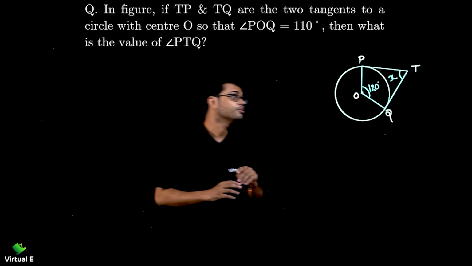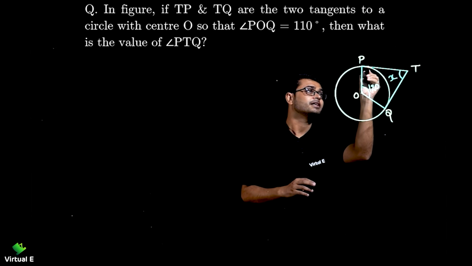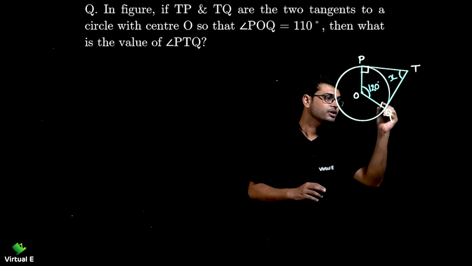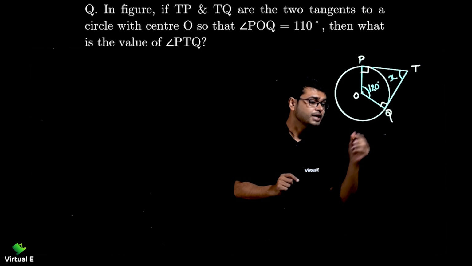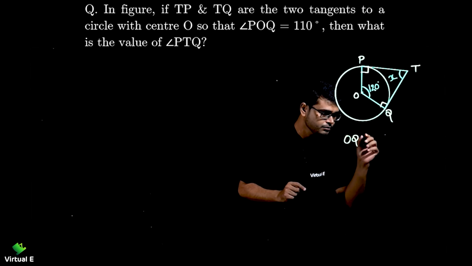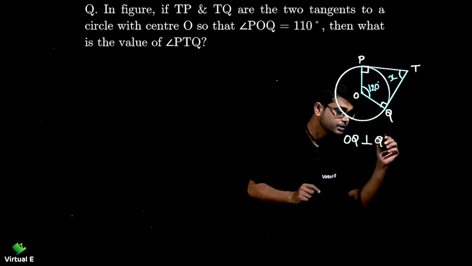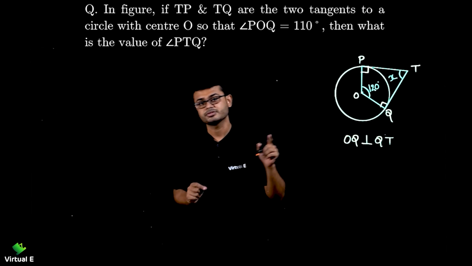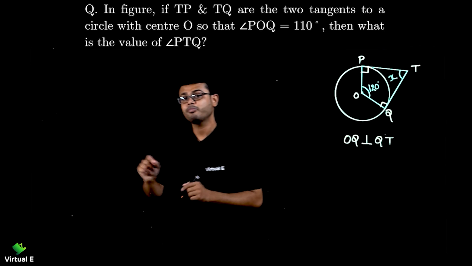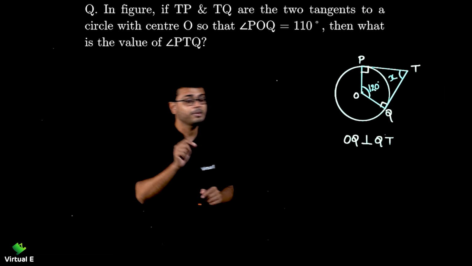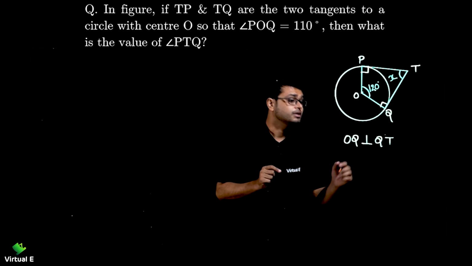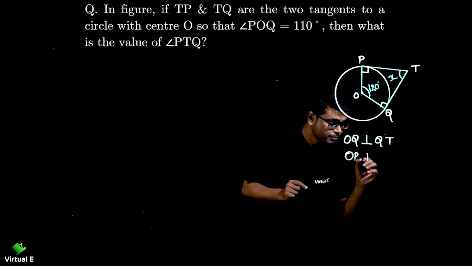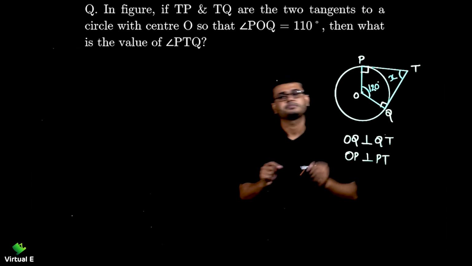So first what I want to do over here is get this 90 degrees, right? Most important, getting 90 degrees. Why? Because we know that OQ is perpendicular to QT. This is the radius and tangent. They are perpendicular at the point of contact. Remember, not always, but at the point of contact only. Same goes here as well, that OP is perpendicular to PT.